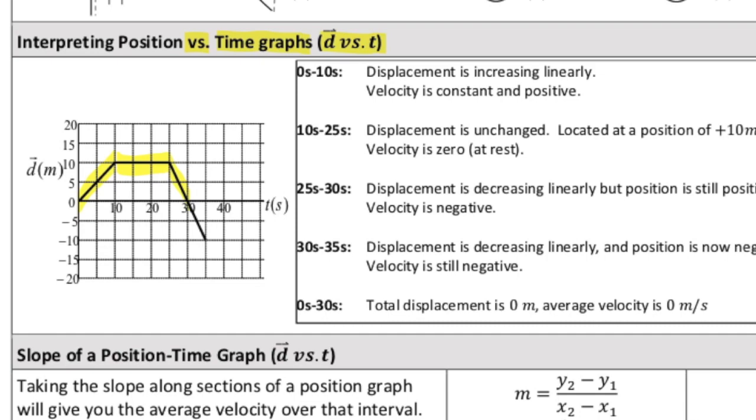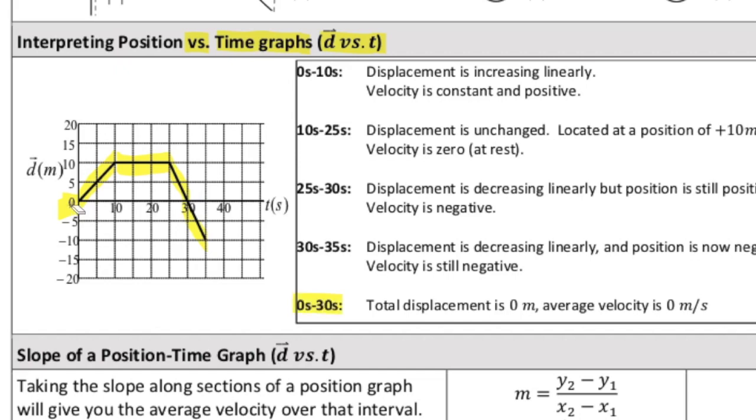So we're still ahead of our initial starting point, but we're moving backwards. At the 30-second mark, we're back to our original starting spot. And then for the next 5 seconds, we are walking still backwards at the same rate, and we reach a position of -10. So now we're moving behind our initial spot. So we now have a negative position. And then let's take a look at this here.